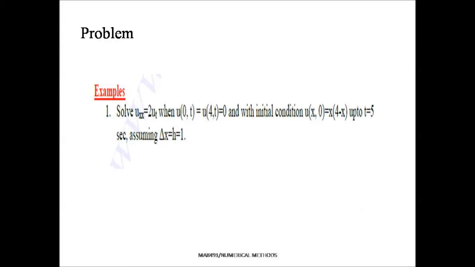So the value lies between 0 and 4, and they have given you the initial condition f of x for t equal to 5 seconds. Now let's move on to the first step.